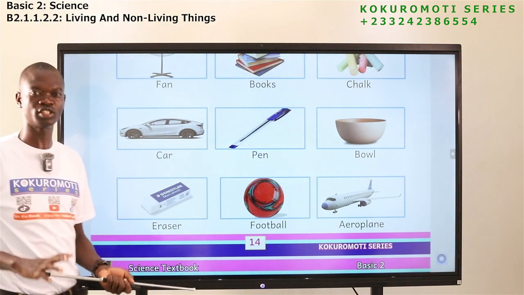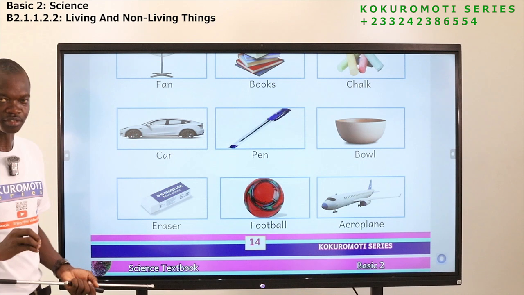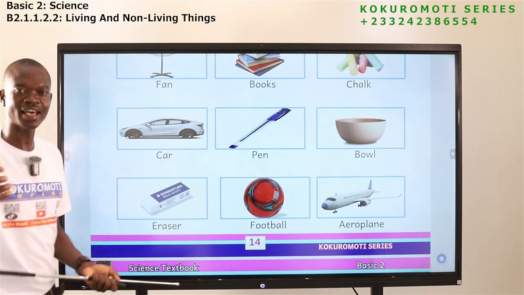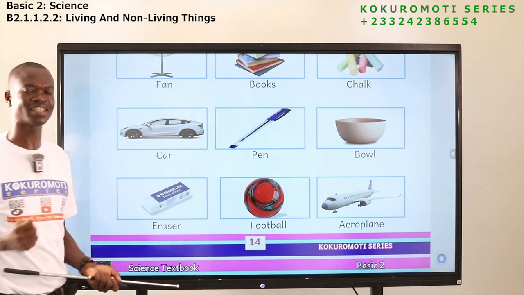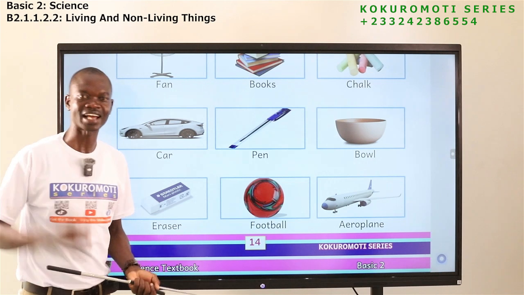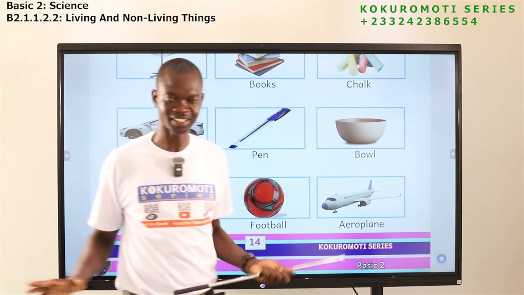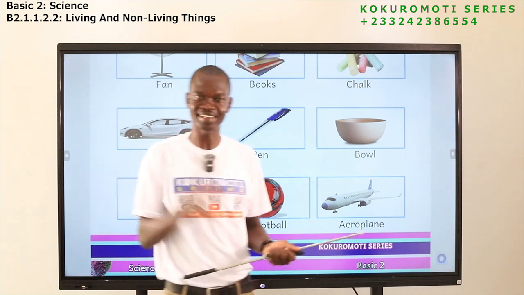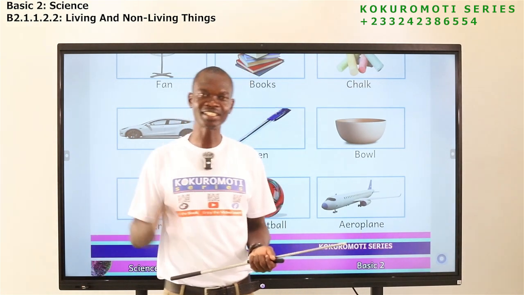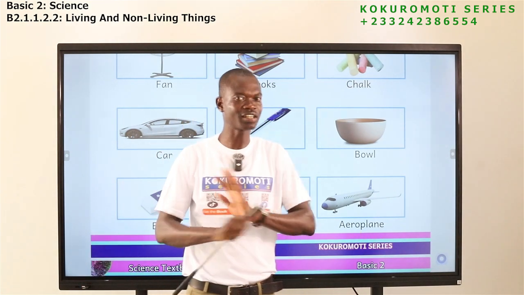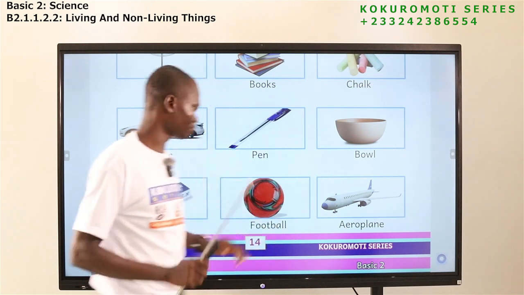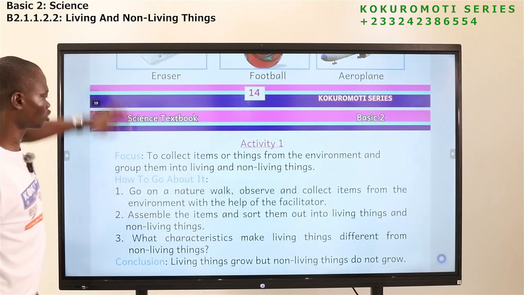All the things that you see, ask yourself, do they have life? If the answer is yes, then it means they are living things. If they do not have life, it means they are what? Non-living things. So today we have seen about living things and non-living things. We are saying that living things have life in them, but non-living things, they don't have life in them. Let's continue and I'll show you more.